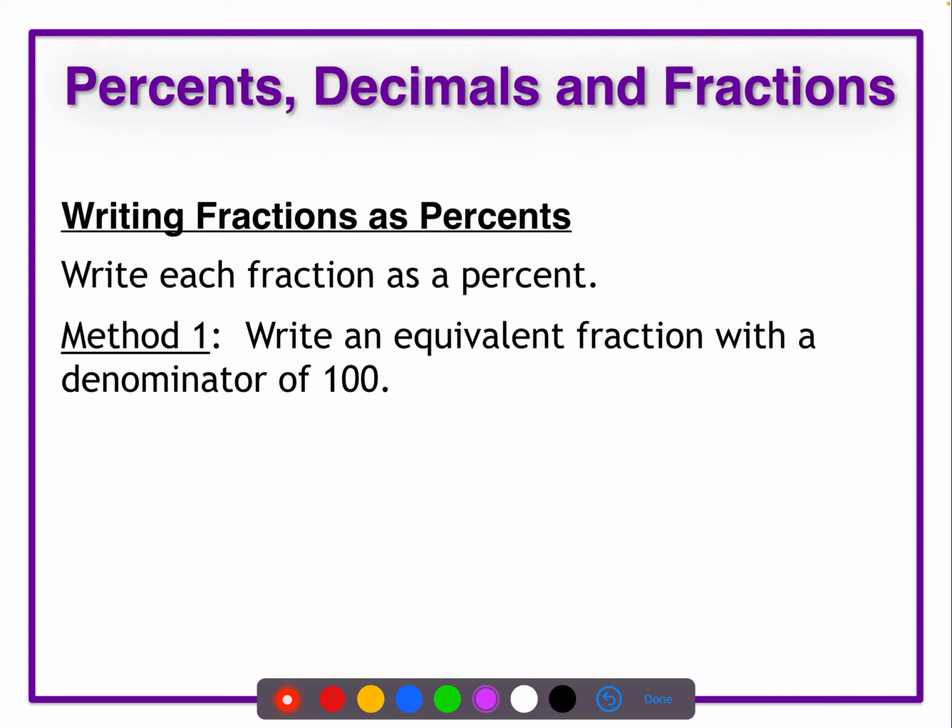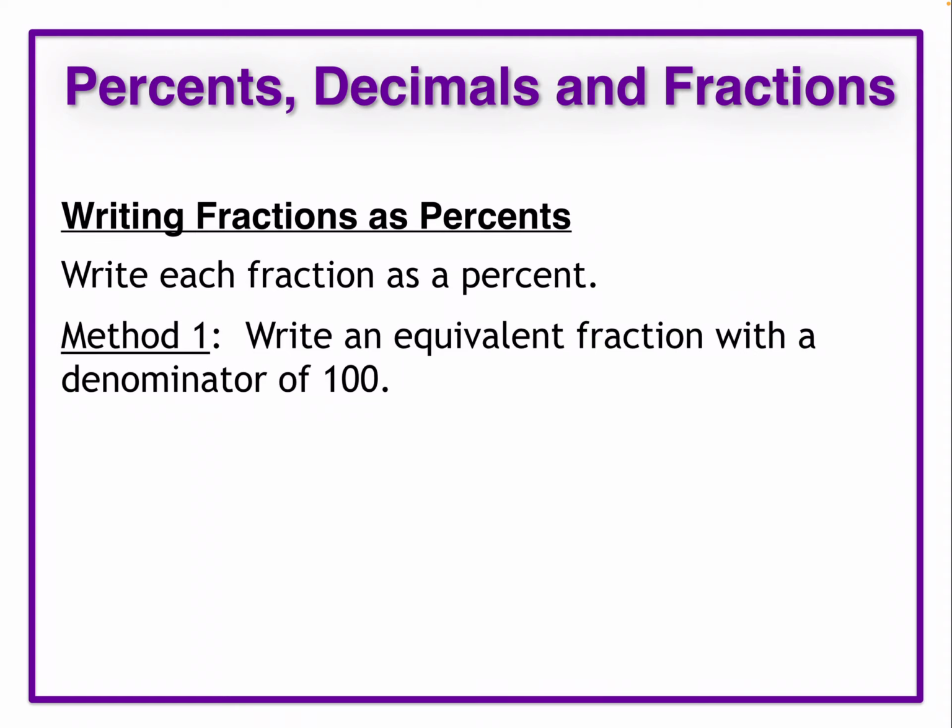Now, writing fractions as percents. We have to write each fraction as a percent, so we're going to use 2 methods too. The first one is writing an equivalent fraction with a denominator of 100. Okay, this method you can only use when you have fractions whose denominators are factors of 100.